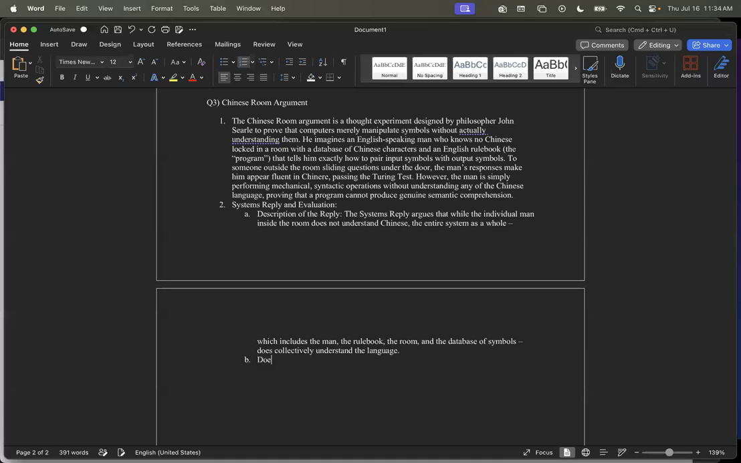And then, does it invalidate the argument? No, it does not seem to invalidate it. Searle, the man who came up with it, effectively counters this reply by suggesting the man simply memorizes the entire rule book and internalizes the database.